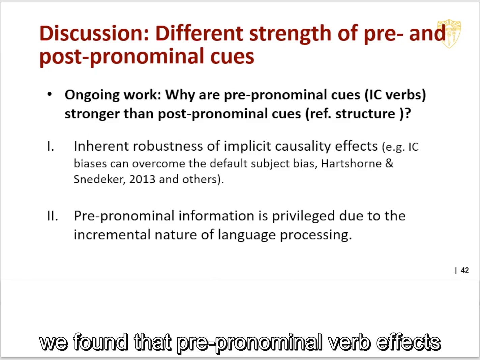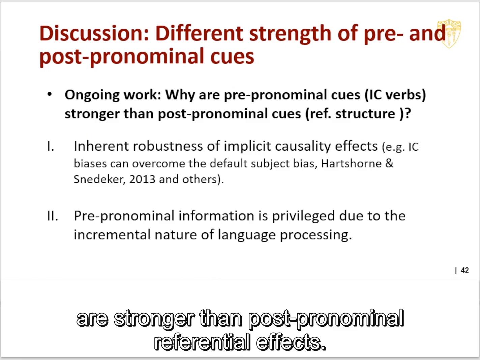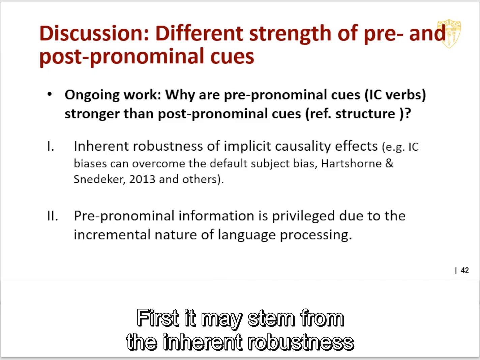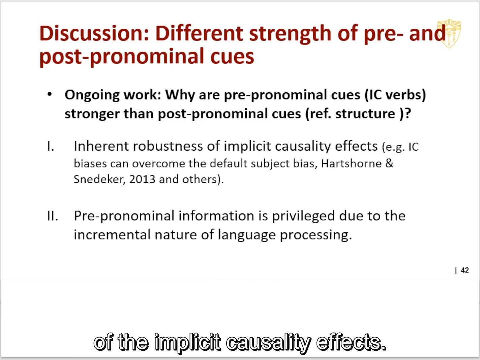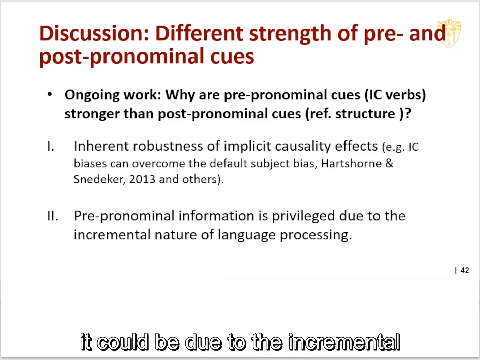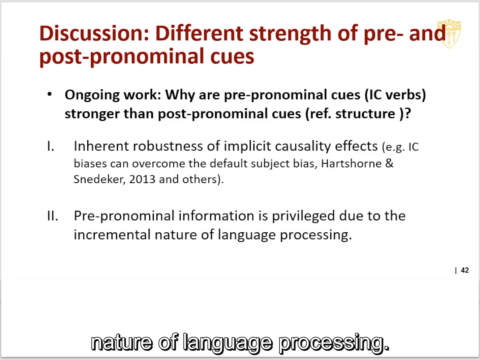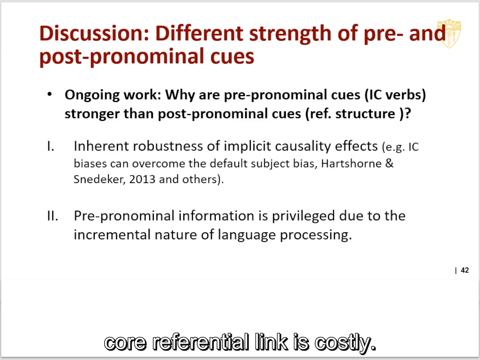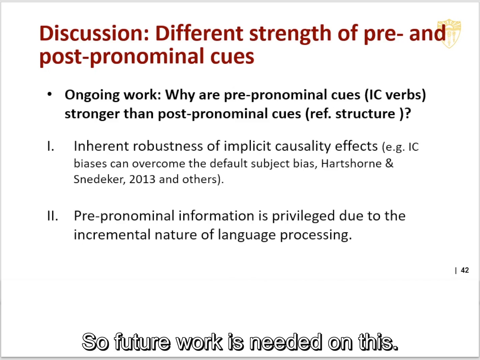Interestingly, we found that pre-pronominal verb effects are stronger than post-pronominal referential effects. There are at least two possible reasons. First, it may stem from the inherent robustness of implicit causality effects. Second, it could be due to the incremental nature of language processing. It is reasonable to assume that revising a previous co-referential link is costly. So future work is needed on this.